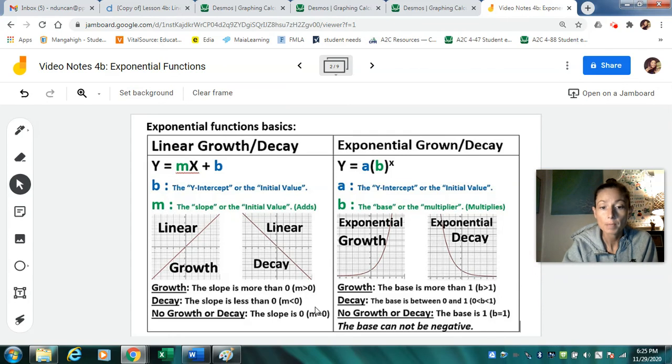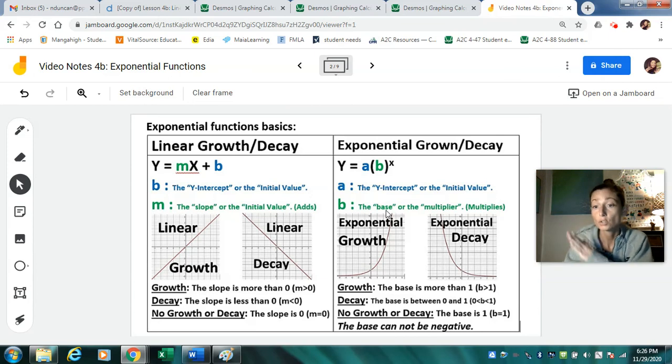There are some basic rules. So to have growth, you would need a slope that's bigger than 0, so like 3, 4, 5. For decay, you would need a slope that's less than 0, so like negative numbers. And where it doesn't grow or decay, where it just stays flat, would be a slope of 0. So that's linear functions. With exponential functions, to make them grow, you need a base or multiplier that's bigger than 1, so something like 2, 3, 4.